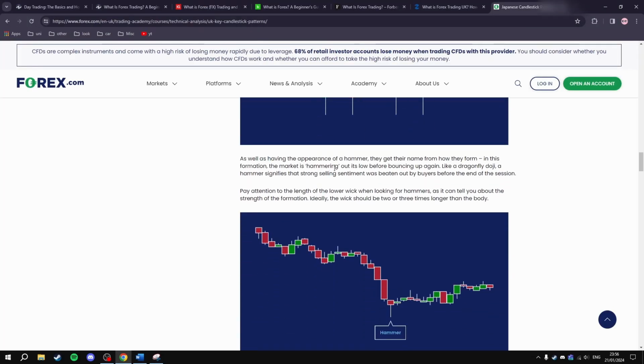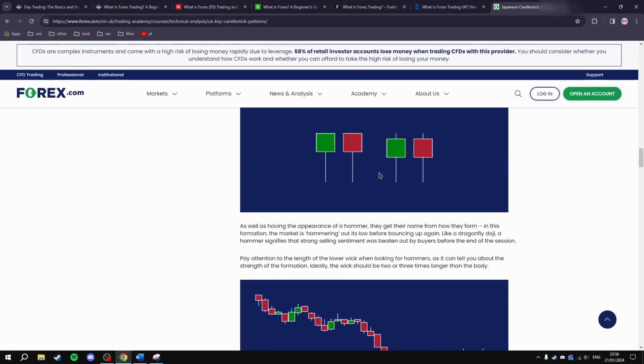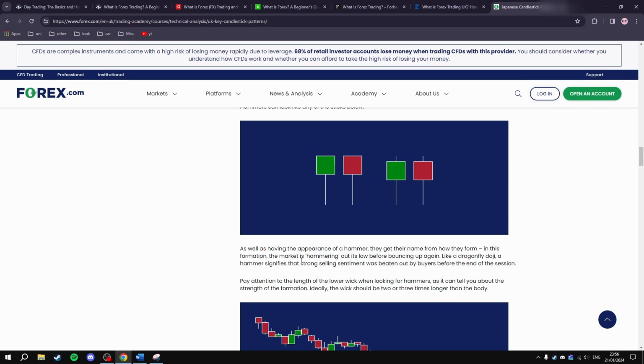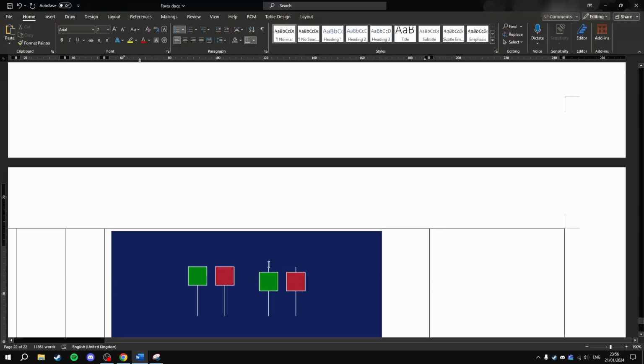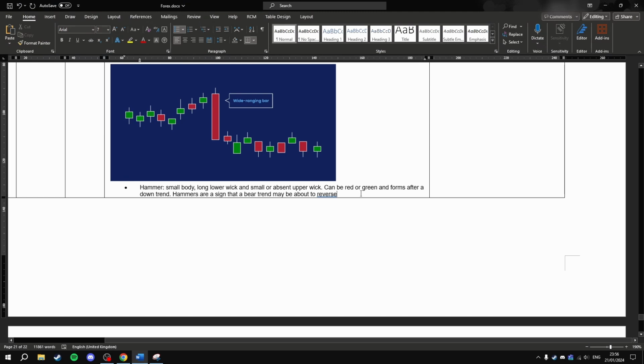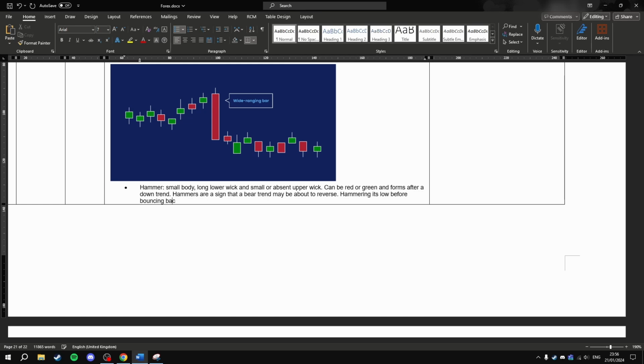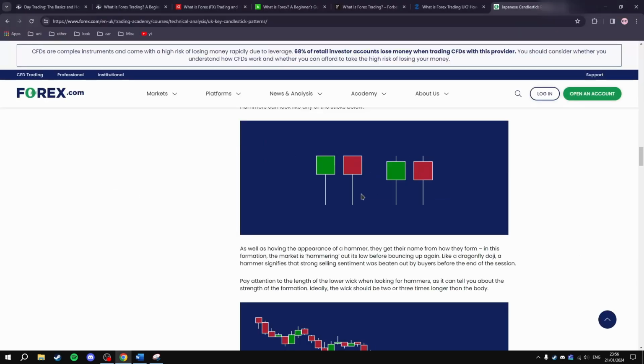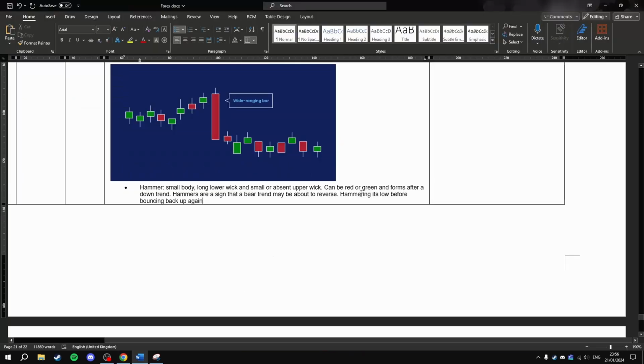As well as having the appearance of a hammer, they get their name from how they form. In this formation, the market is hammering out this low before bouncing up again. Like a dragonfly doji, a hammer signifies that a strong selling sentiment was beaten up by buyers before the end of a session.